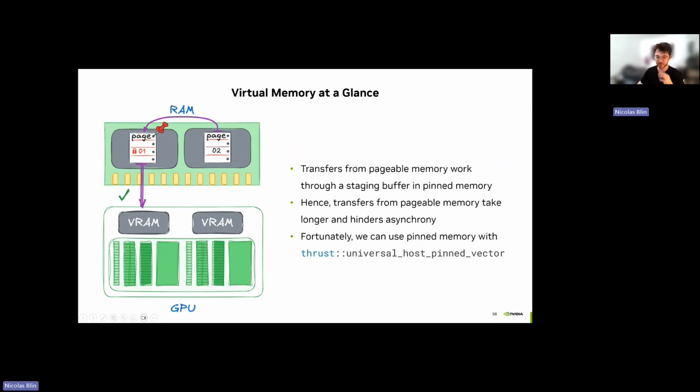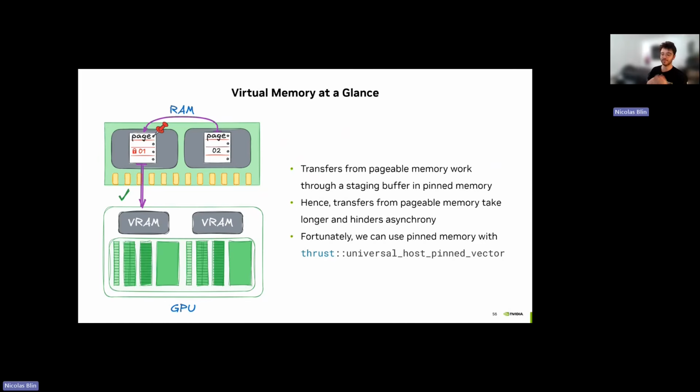The good news is we can avoid this allocation of the pinned staging buffer by allocating pinned memory ourselves. In Thrust, we have a simple interface, what we call the universal host pinned vector, that allows us, instead of using a regular host vector, to have memory that is guaranteed to be pinned.